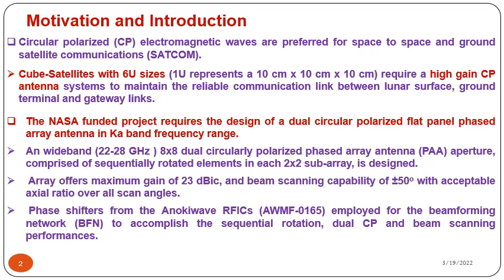A wideband 22 to 28 GHz 8x8 dual circularly polarized phased array antenna aperture comprised of sequentially rotated elements in each 2x2 subarray is designed. This array offers a gain of 23 dBiC in the broadside direction and beam scanning capability of ±50° with 3 dB gain drop, and offers acceptable axial ratio over the entire scan volume and over the entire bandwidth.